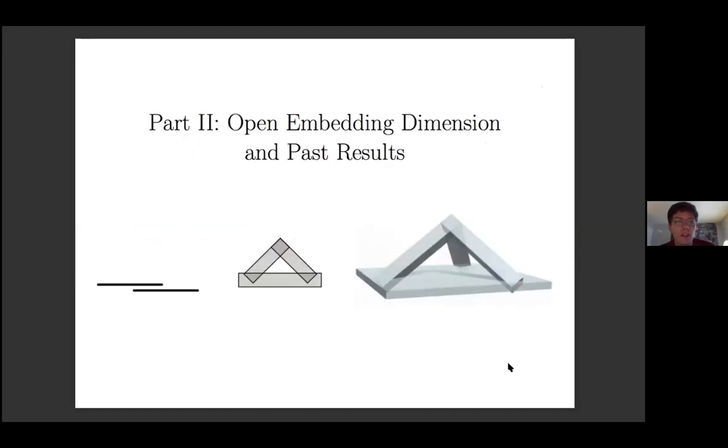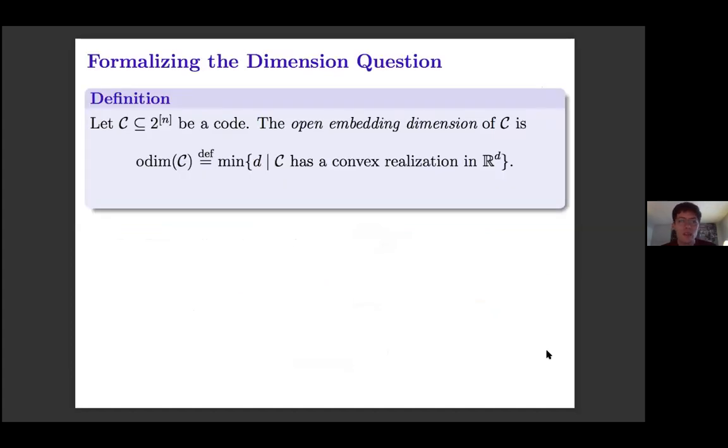Okay, so let me start off by talking a little bit about the mathematics behind this and what people have been able to say so far. This will be an incomplete list of previous results, but they'll be the ones that are most relevant for this talk. So to get my hands on this notion of dimension for a code, how much can it recognize about dimension? I'm just going to define something called open embedding dimension, and it's going to be the smallest integer d so that I can find a realization of my code in that dimension.